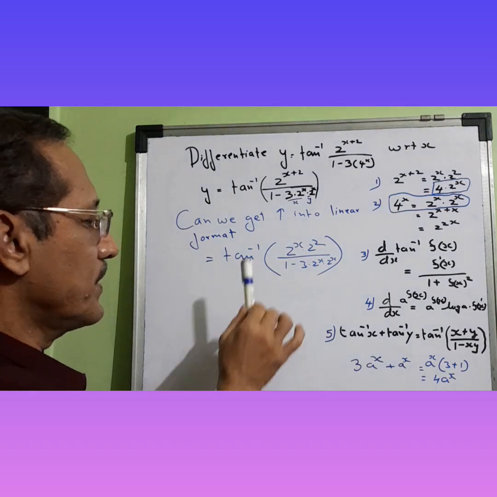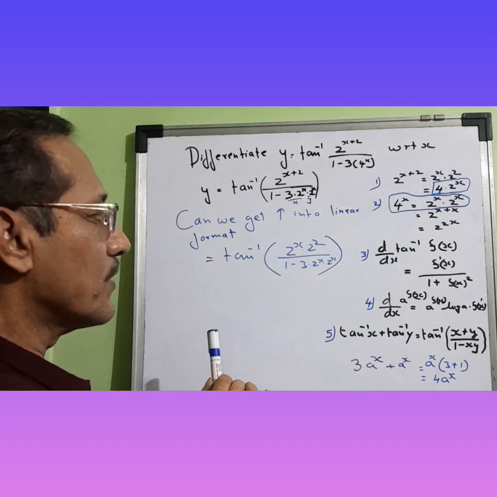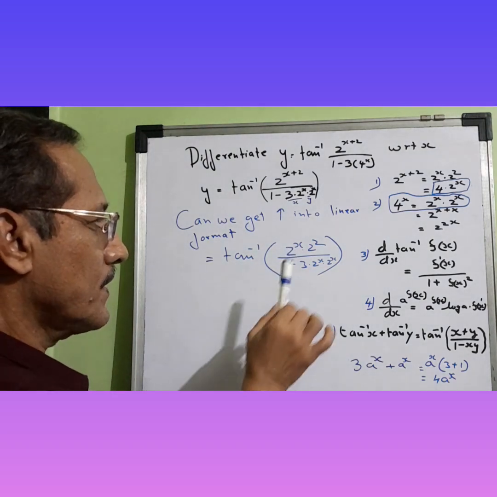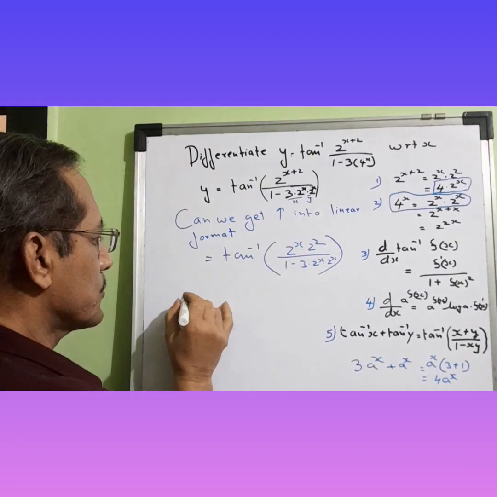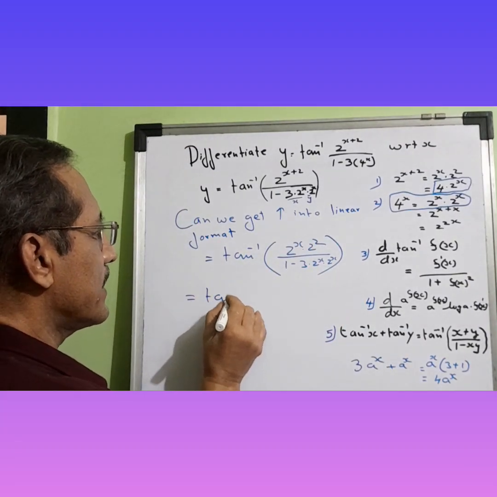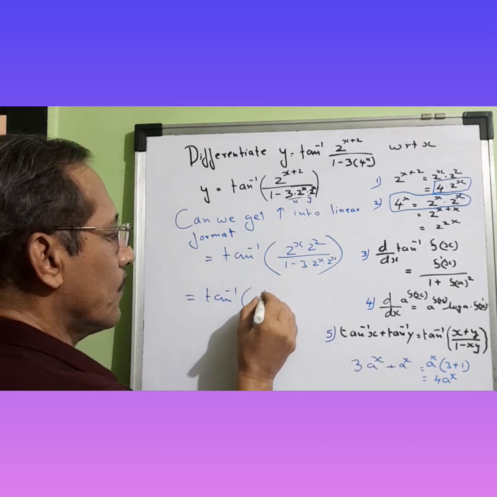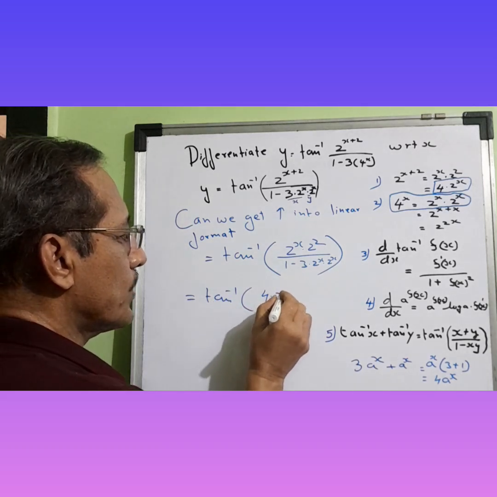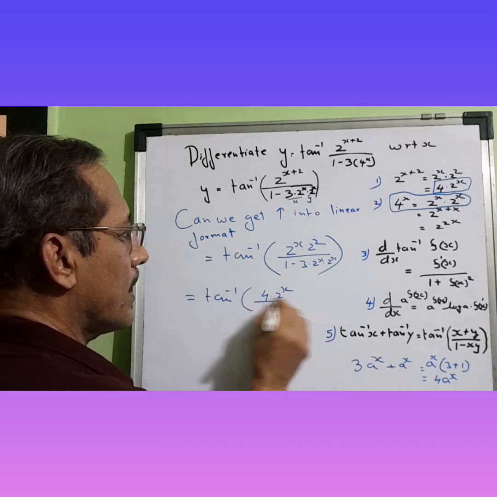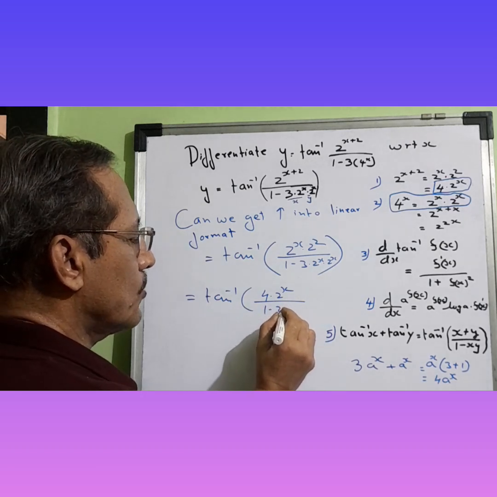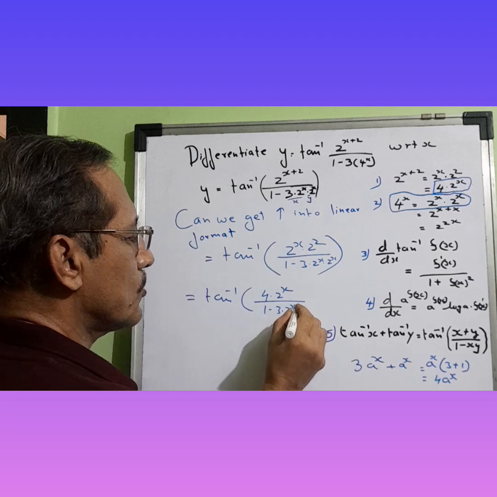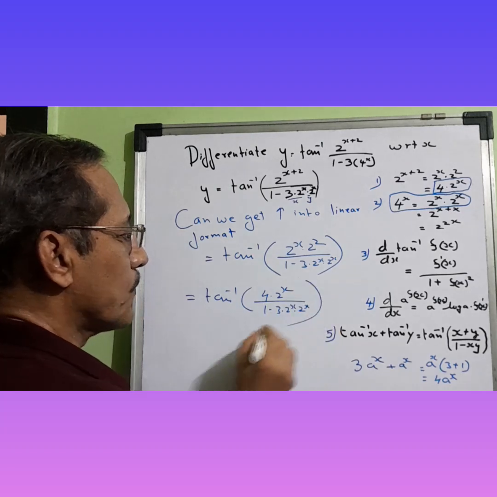So we have 2 raised to x over here and 2 square over here. So what can we do of 2 squares? Let's proceed in the next step. It is tan inverse of 4 into 2 raised to x upon 1 minus 3 into 2 raised to x into 2 raised to x is what we get.